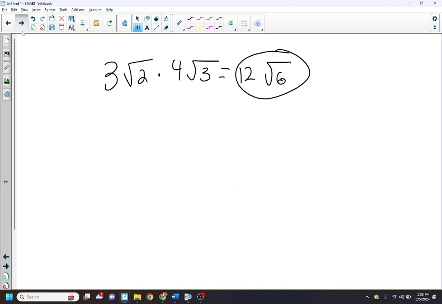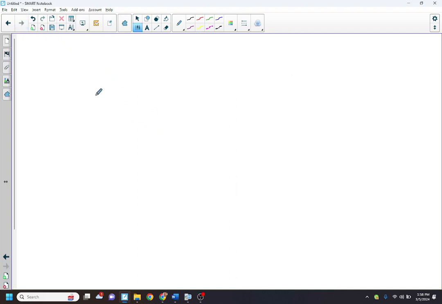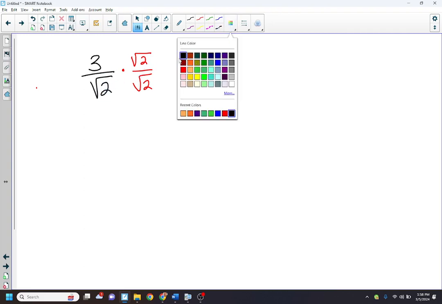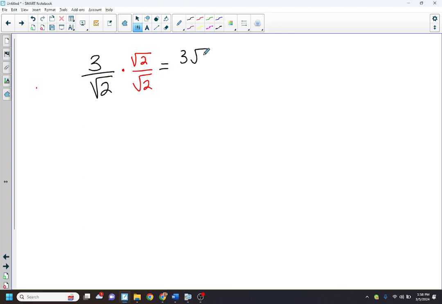The last thing on your test is the rationalization. That's what happens when you have a square root or an i on the bottom. So your goal is to get rid of the square root on the bottom. The best way to always do that is just multiply the top and the bottom by the same square root. Since it's square root 2 on the bottom, you're doing square root 2 on top and bottom. So in this case, it's 3 root 2 over what would be root 4, but you know what the square root of 4 is.